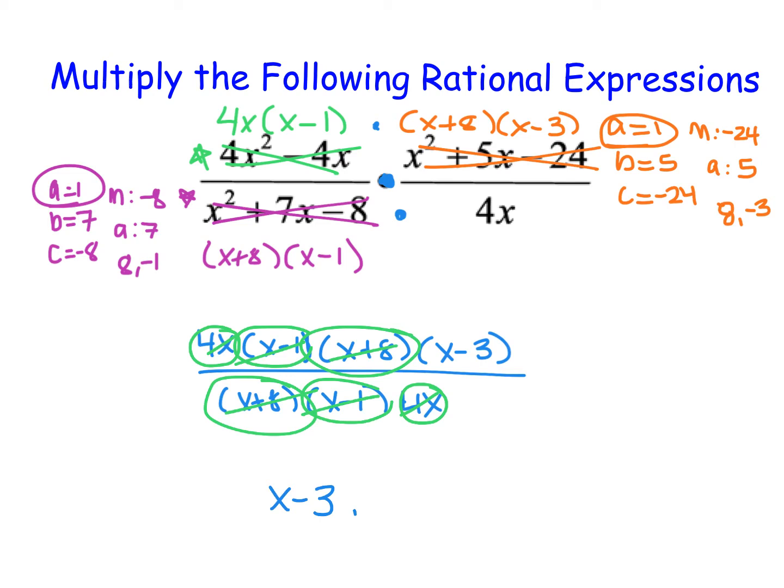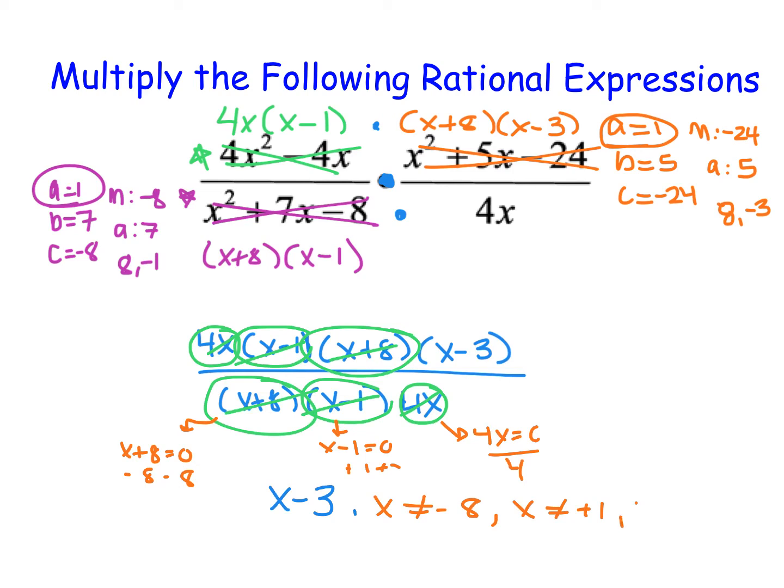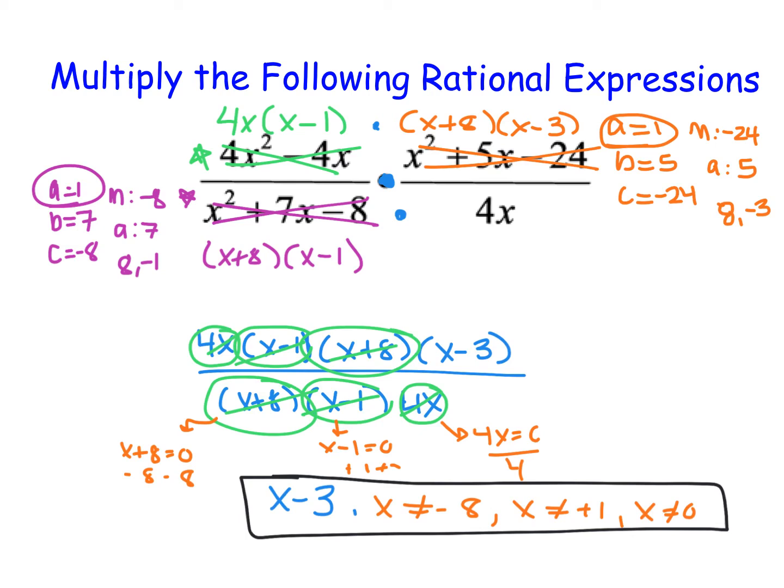Now what I have to keep in mind, as I did before, is that when I solve this, yes, I'm able to cross off any terms that they have in common, but I also need to account for the fact that anything in the denominator that I crossed off can't equal 0. So we can't have x plus 8 equals 0, or x minus 1 equals 0, or 4x equals 0. So here, x can't be negative 8. Here, x also can't be a positive 1. And x also can't be 0. So our final answer is going to be x minus 3 is the simplest form, but then x cannot be negative 8, positive 1, or 0.